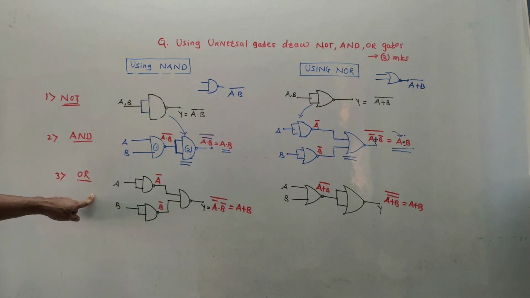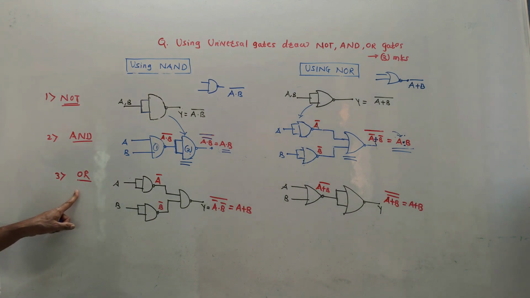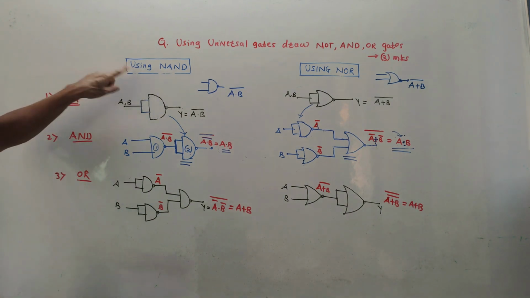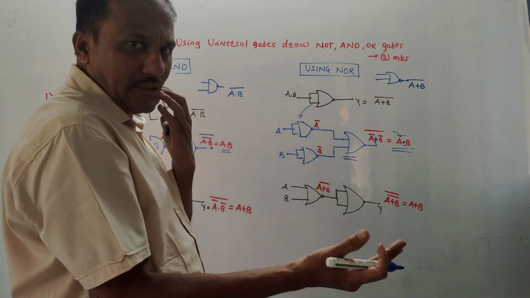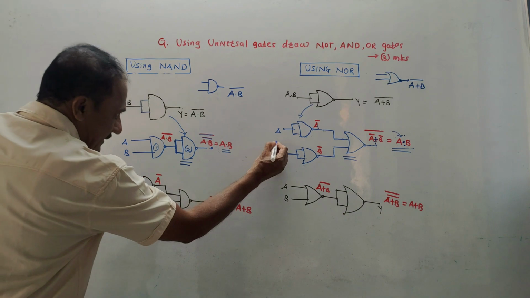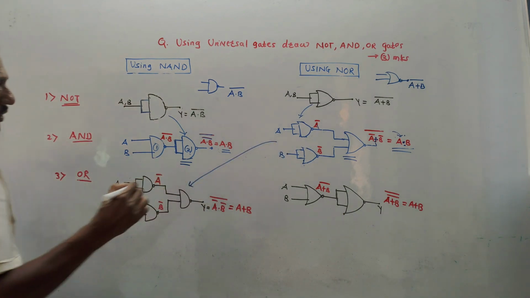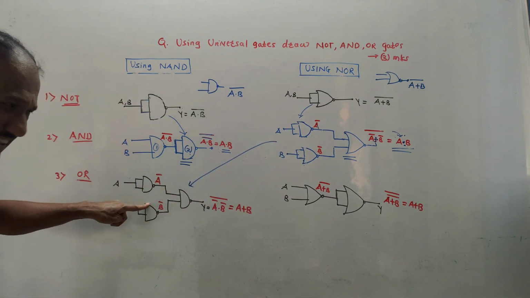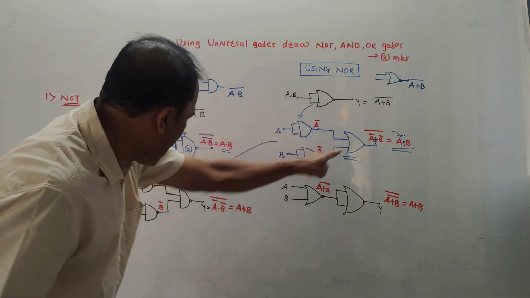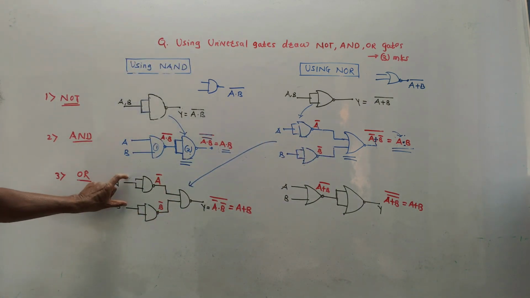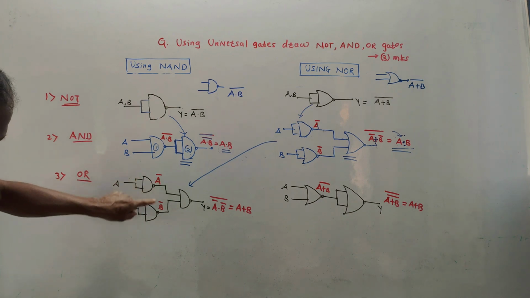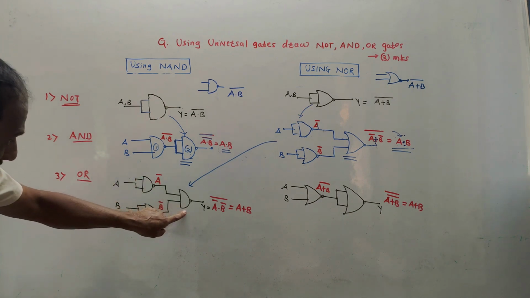Third, OR gate. How to generate an OR gate using NAND gates? Very simple. This is just from the exam point of view, how to memorize things. It's not technical. A similar type of diagram I have drawn over here, but it is designed using NAND gates, so instead of NOR, I have used NAND. These first two NAND gates are acting as NOT gates, so the output is A bar, B bar. The second is a normal NAND gate.